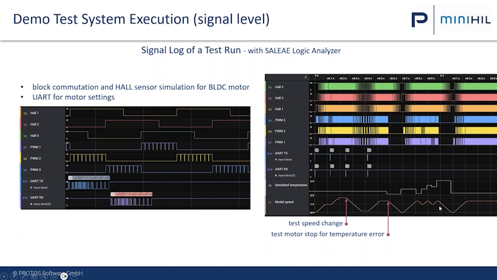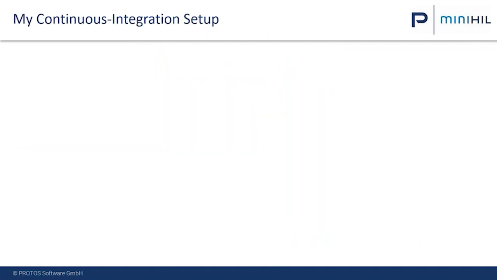And then here we have a limp home functionality. That's a warning temperature, so the motor just gets slower to recover the system. And here I have after full stop a recovery of the system. So those are typical test cases, and they are completely automated. That's just to show what it looks like on this level.